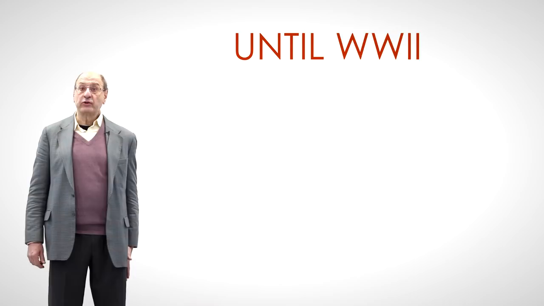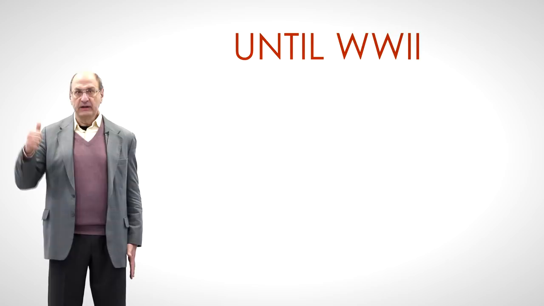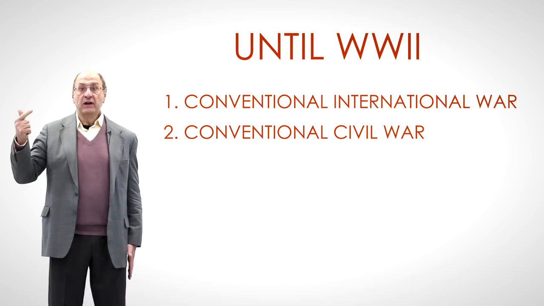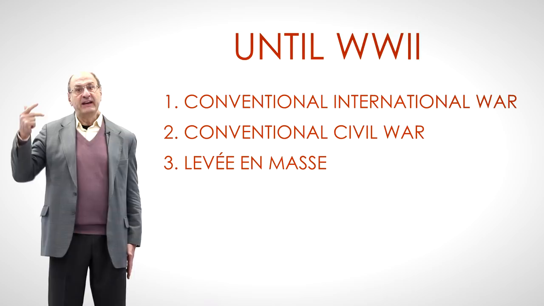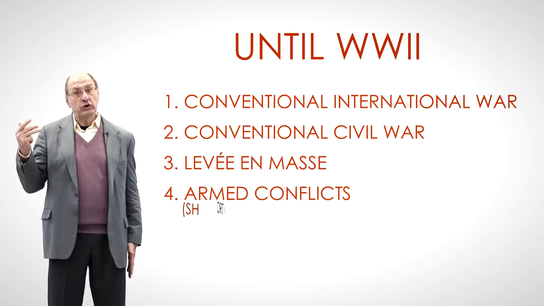Until the Second World War, humanitarian law regulated the following types of armed conflict: conventional international war, conventional civil war, levy en masse, or spontaneous uprising of the population against the invasion of enemy forces, and armed conflicts which fall short of an all-out war.